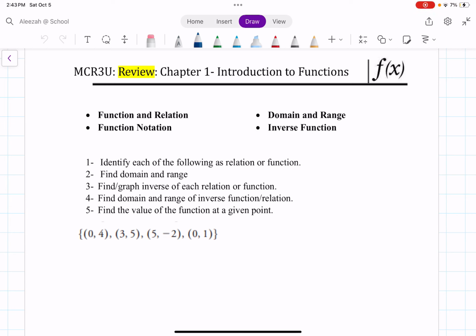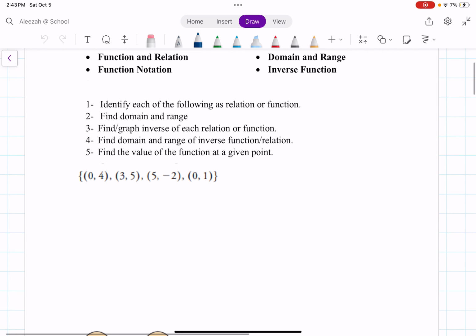Hello guys, in this video we'll be reviewing chapter 1, but we'll review just a few of the lessons including function and relation, function notation, domain and range, and inverse function. So what we'll be doing is that for a given relation or a function, we will identify if it's a relation or a function. We'll find the domain and range. We will find or graph the inverse of the relation or function, and the domain and range of the inverse function, and the value of the function at a given point.